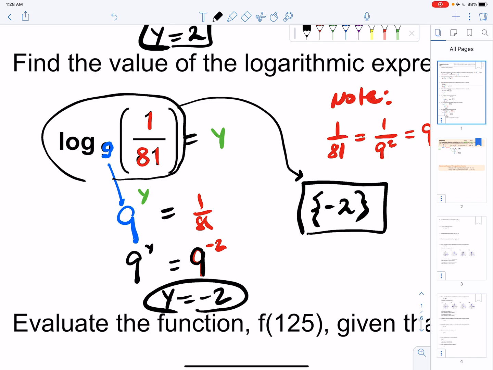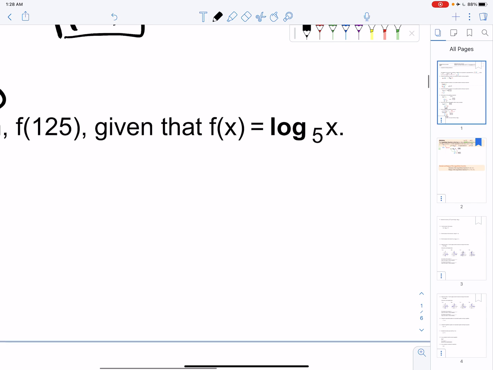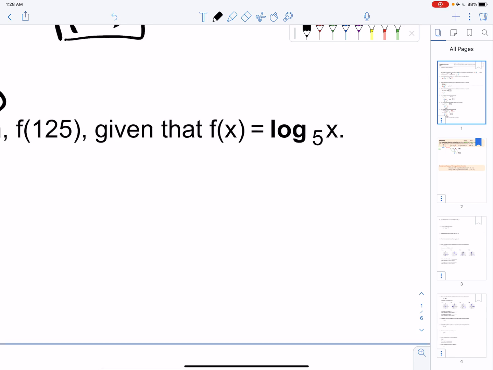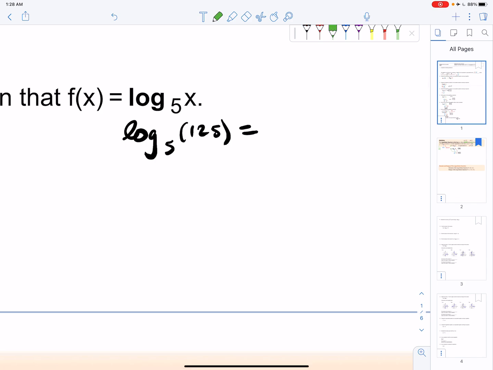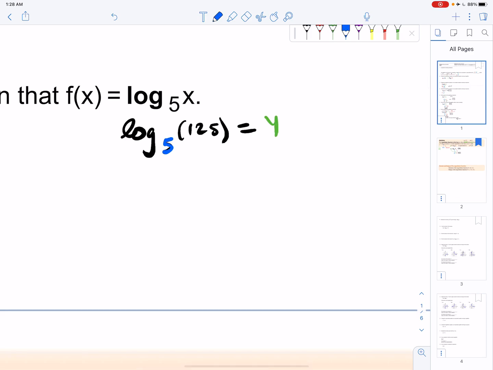Okay, next problem, evaluate this. Well, f of 125. So we're going to replace this x with 125. Once again, we've got a great property that will knock this out quickly, but we don't have it yet. That's next section. So we just say, okay, I'm going to set it equal to y, and I'm going to use my knowledge that I can rewrite this as an exponent. So instead of a log, I'm going to write the equivalent exponent to the log. So these are equivalent equations.